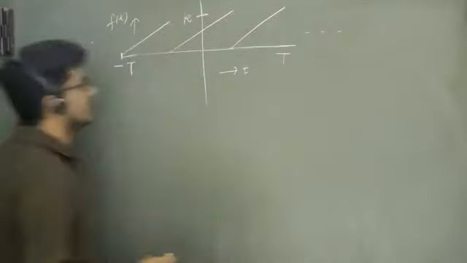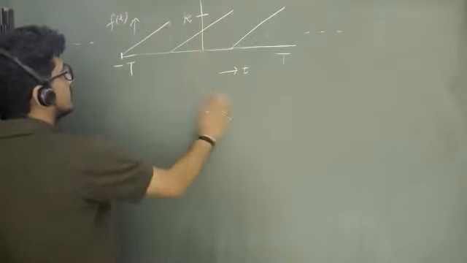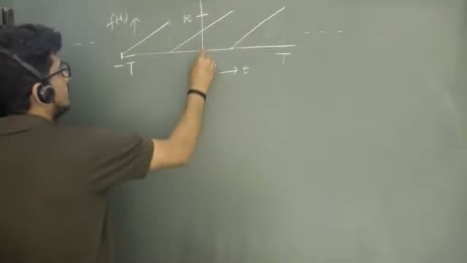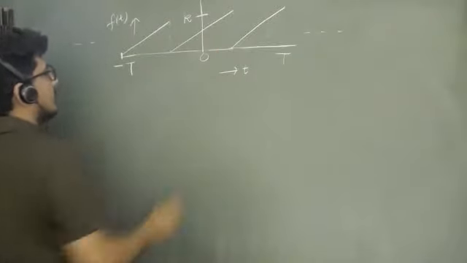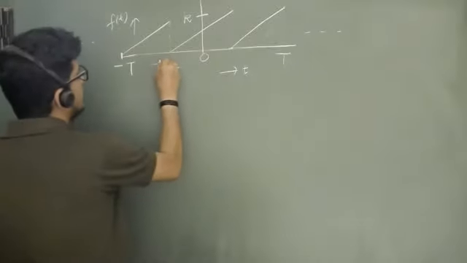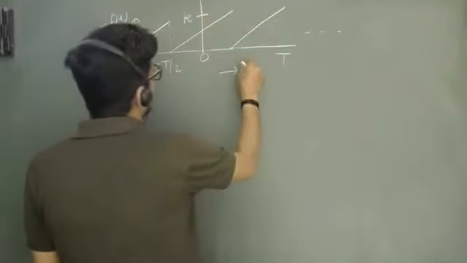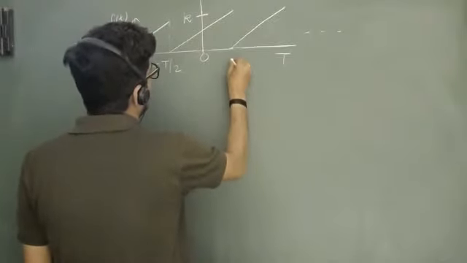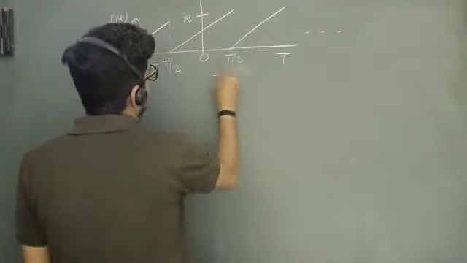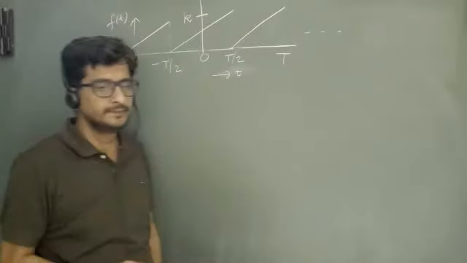So you have to tell me a few things that you think of first whenever you see this. Whenever you see a function, what do you think? Even or odd. This is minus T by 2, right? And this is also T by 2, correct? So the first thing.